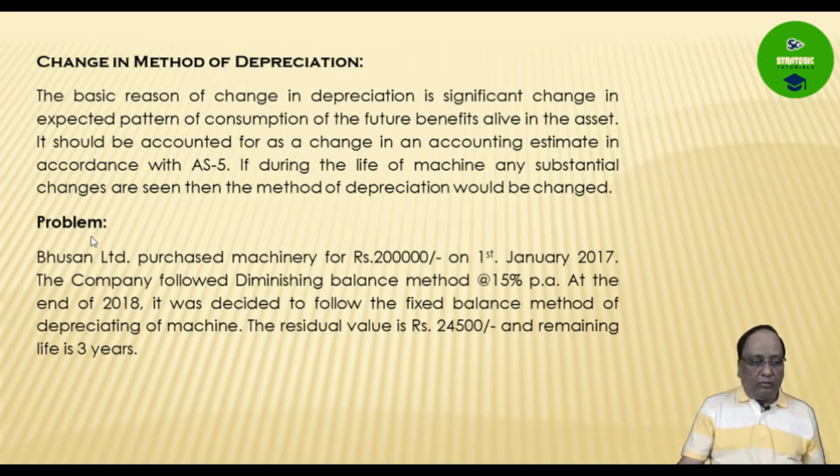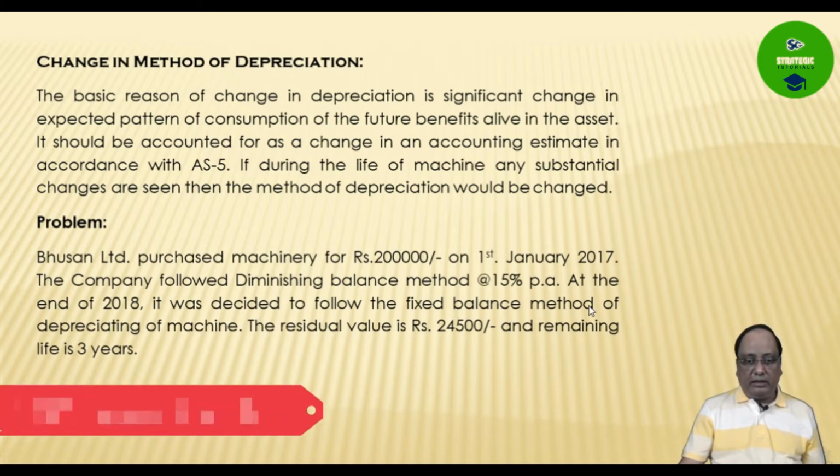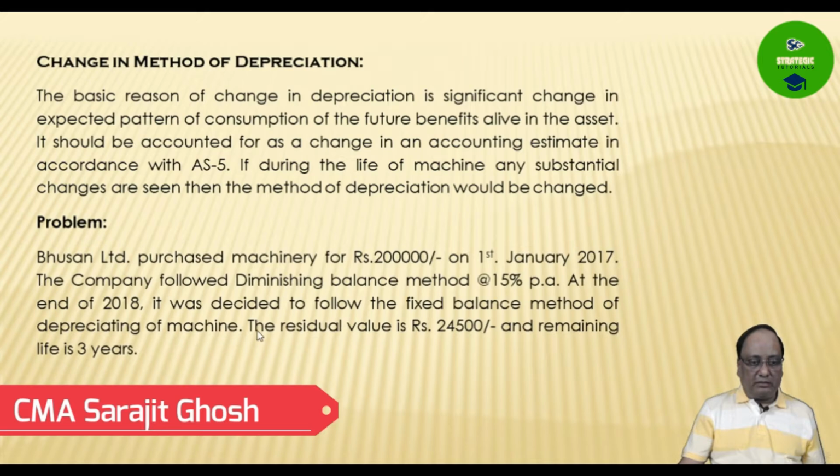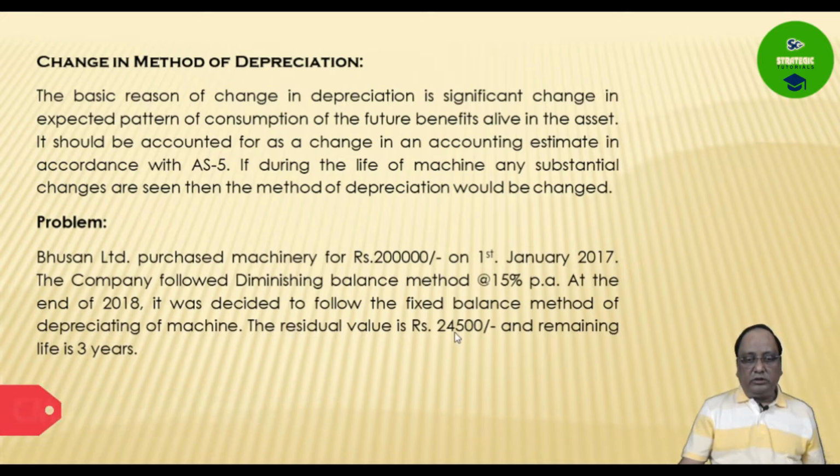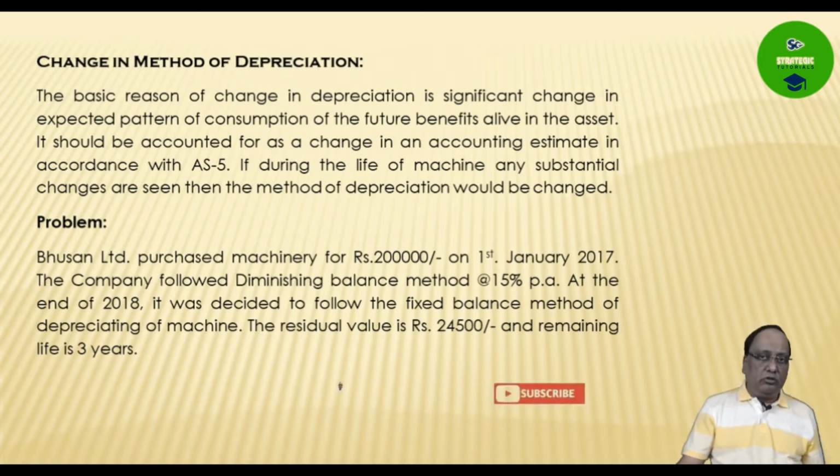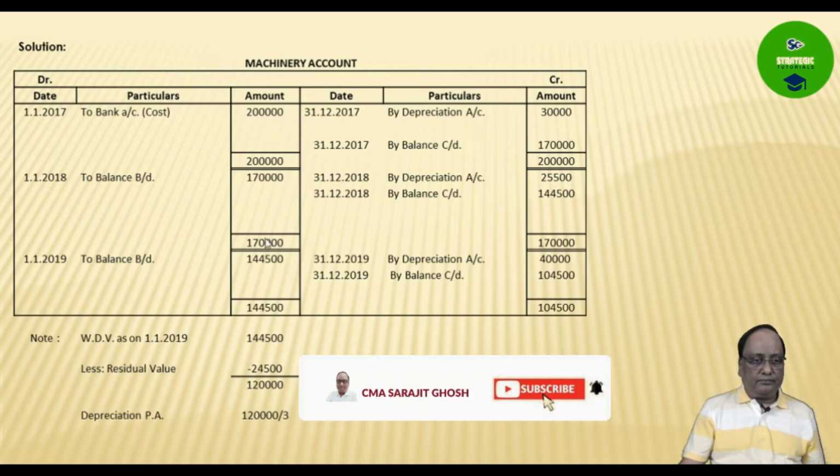I am giving you one problem. Bhushan Limited purchased machinery for 2 lakhs on 1st January 2017. The company followed the diminishing balance method at the rate of 15% per annum. At the end of 2018, it was decided to follow the fixed balance method of depreciating the machine. The residual value is 24,500 and the remaining life is 3 years. So friends, let's go to the solution.